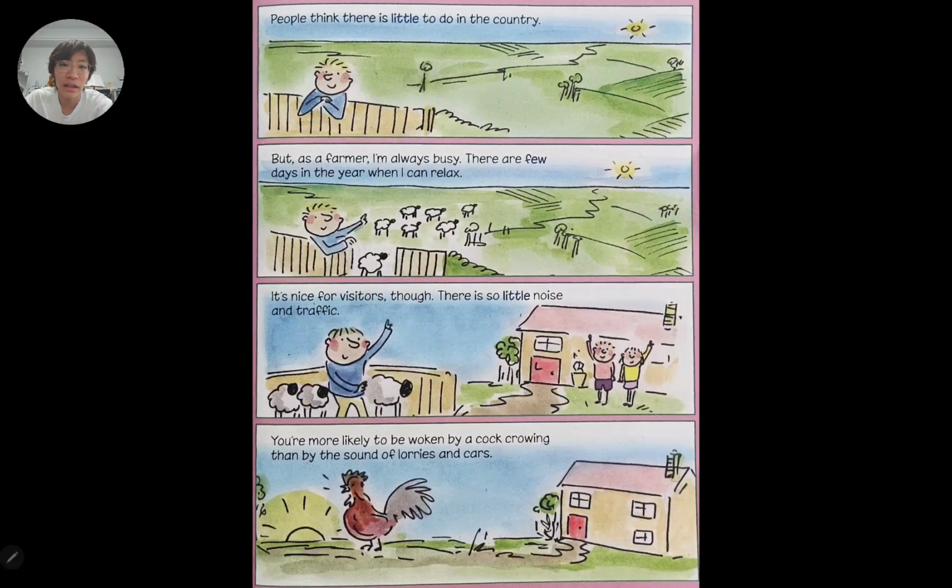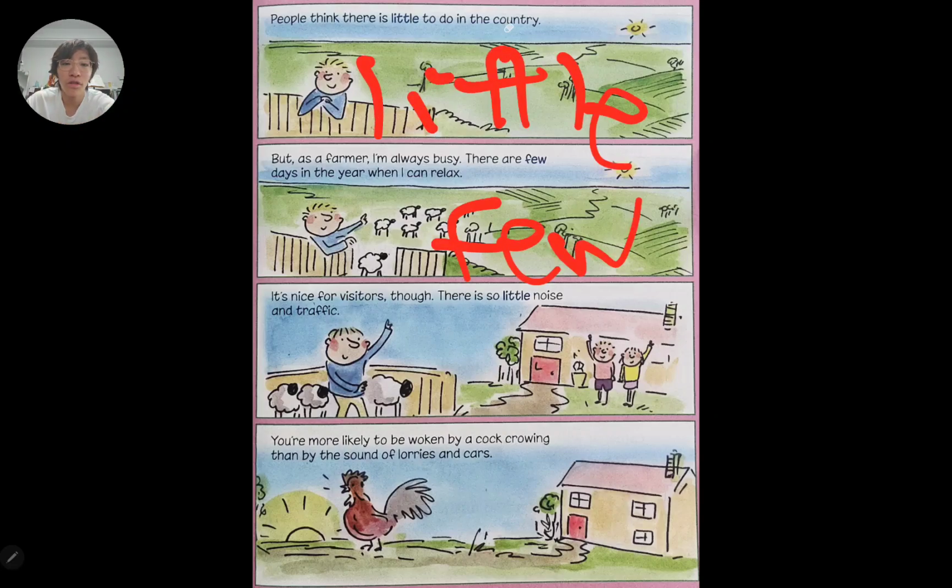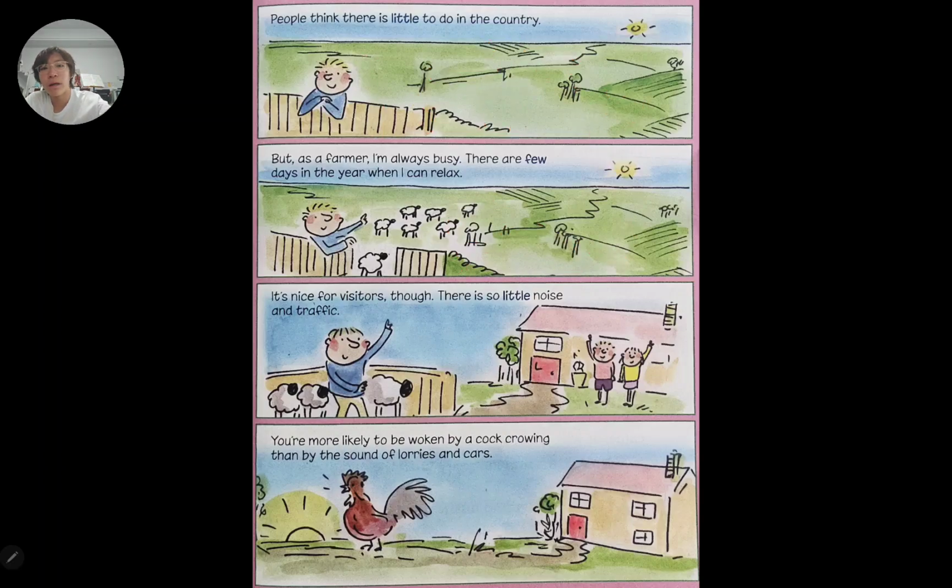Alright, here is our next set of words. Little and few. Now, the words little and few pretty much mean the same thing, except you use little with uncountable nouns, whereas few you use with countable nouns, like a little grass, or a few days in the year. Like, there's little to do in the country, or few days a year. Here's the example from the comic. People think there's little to do in the country.